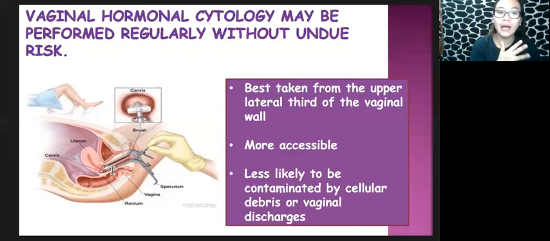So you will not actually collect from the uterus, 'di ba? Hindi ka naman pupunta doon sa may uterus na part. Only up to the upper lateral third of your vaginal wall. More accessible because hindi mo naman siya ituturok hanggang sa lagpas ng cervix. Not until the cervix or not even until the uterus part. So that's why it is actually the preferred sample for your vaginal hormonal cytology.